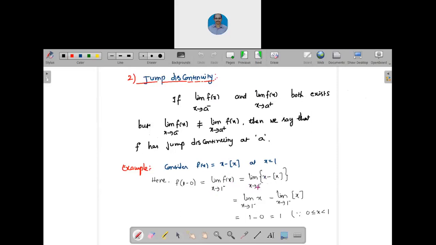From the left side, the values of x to the left of 1 are 0.9, 0.99 and so on. The limit of [x], the integral part function, is therefore 0, since for 0.something the box value is 0. That's why I put 0 here. And the limit of x as x tends to 1 is 1. So 1 minus 0 is equal to 1.